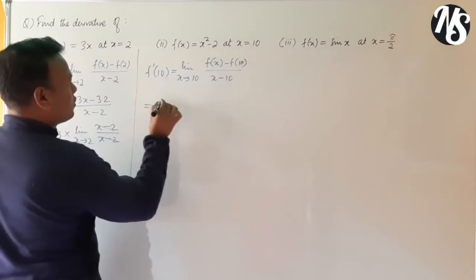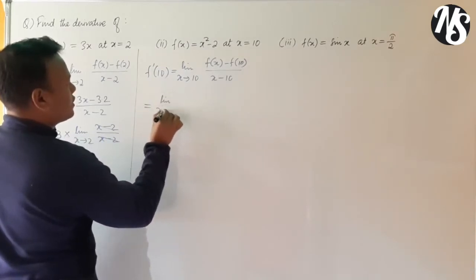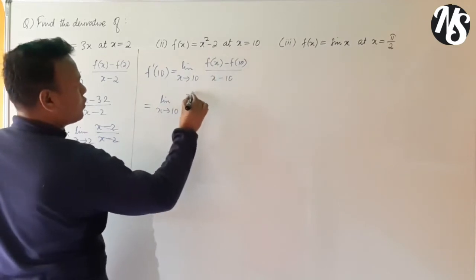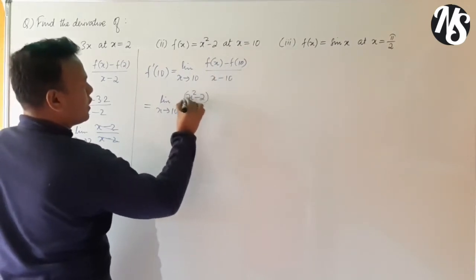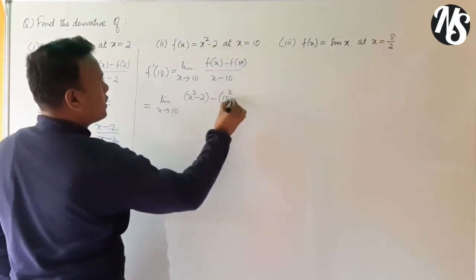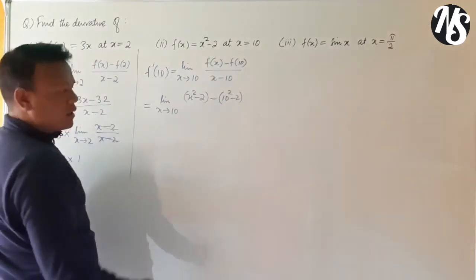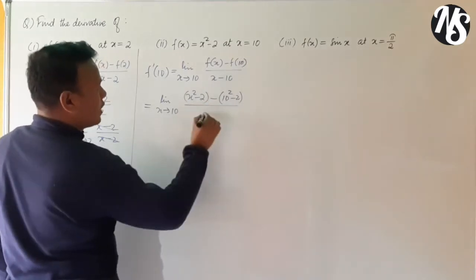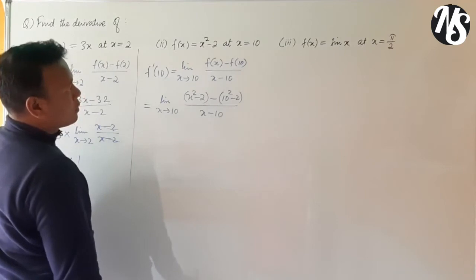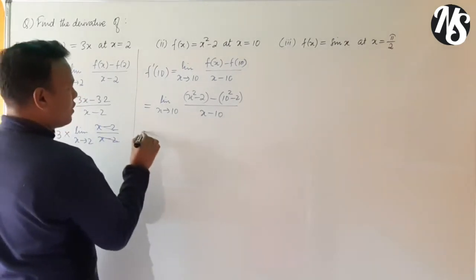So let's put the values. So limit x tends to 10. What is f(x)? f(x) is x square minus 2, right? Minus, what is f(10)? So f(10) becomes 10 square minus 2, right? Okay, so this is my x minus 10 itself here. Okay, remember that.